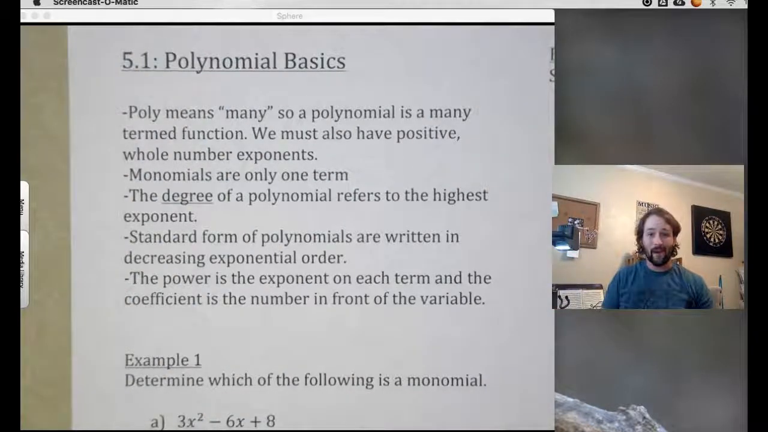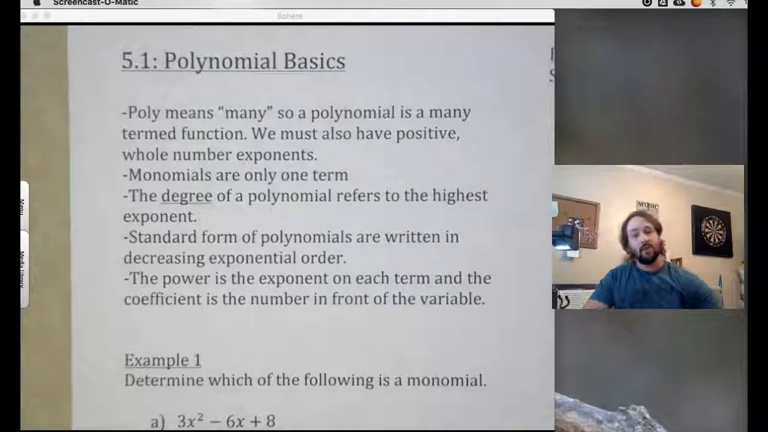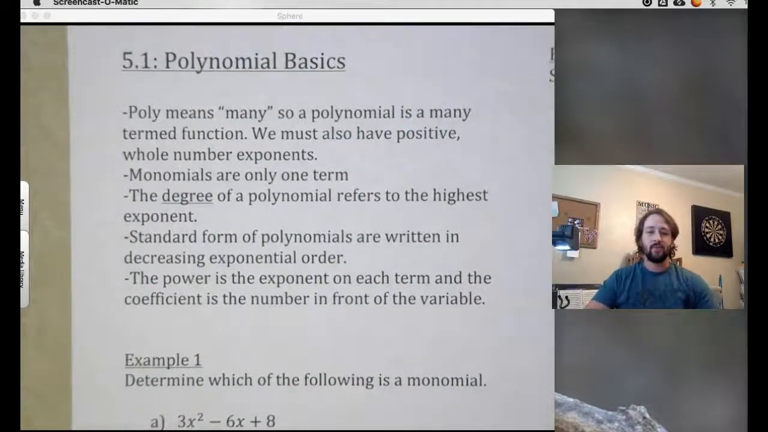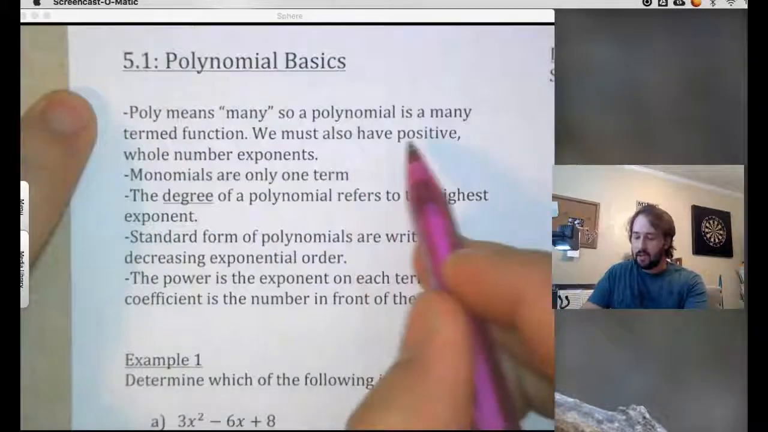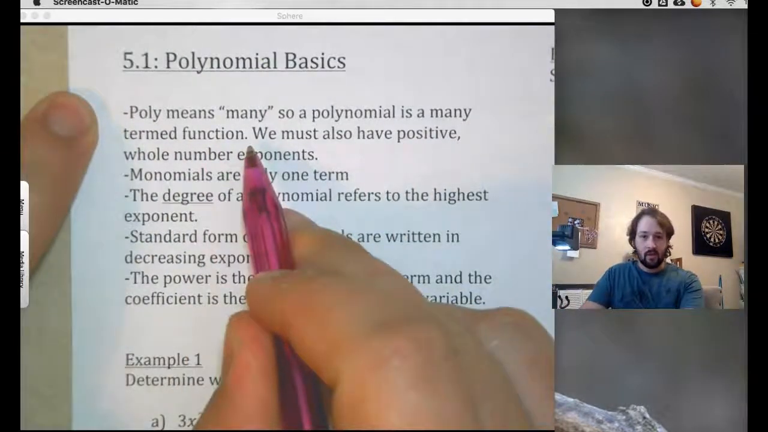And welcome to Unit 5, the last unit of the first semester. In this unit, we're going to be exploring different things about polynomials. So what is a polynomial? Poly just means many. I think that's a Latin thing or something like that. I can't remember. But polynomial just means a many-termed function.